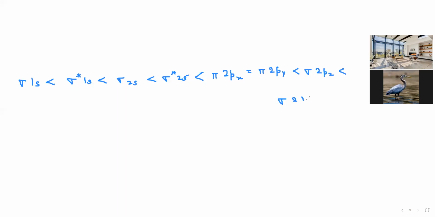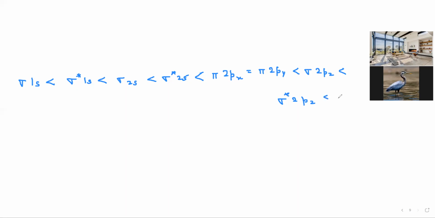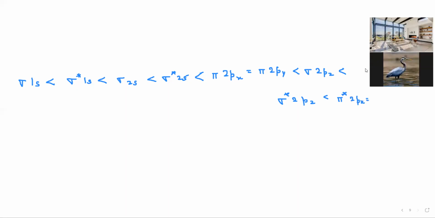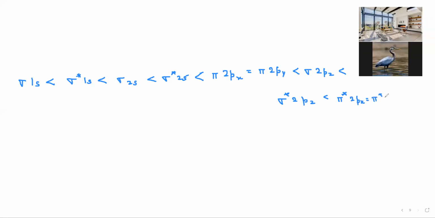Sigma 2pz anti-bonding, and that's it. Anti-bonding is a must. Pi 2px anti-bonding equals pi 2py anti-bonding, right? Yes, that's correct. So this series you have to remember.